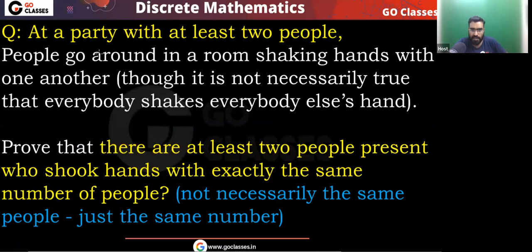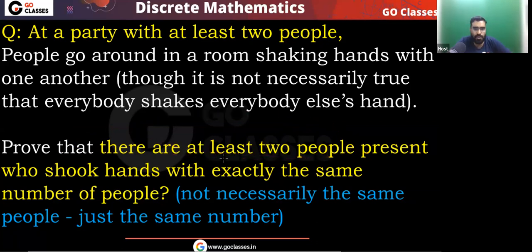Means in this party, prove that there are at least two people who are shaking same number of hands. Remember, they can shake hands with different people, but same number of people. For example, I can shake hands with two people, and you can shake hands with two different people, but you are also shaking two hands. I am also shaking two hands. So that number of handshake must be same. Are you getting my point? So at least two people have same number of handshakes. Is this question clear?